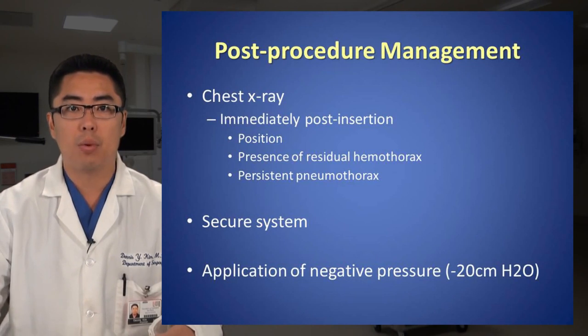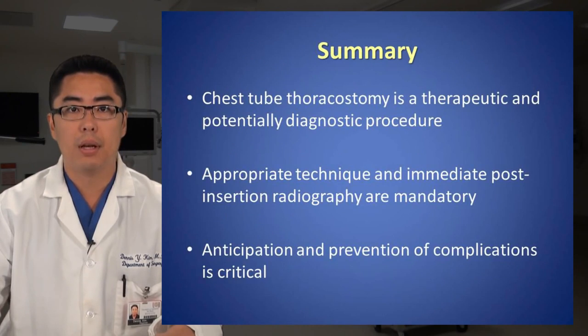The chest tube, together with its drainage collection system, should be appropriately secured, and unless otherwise contraindicated, the application of negative pressure, usually at a setting of -20 centimeters of water, should be applied. In patients with a massive air leak, the decision may be made to place the chest tube to straight drainage only.